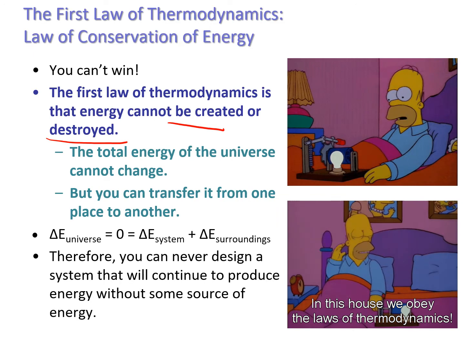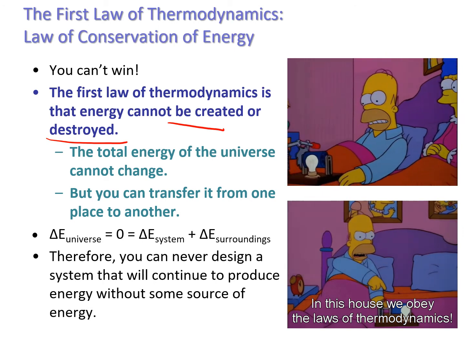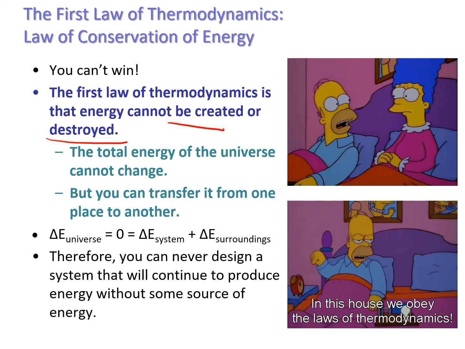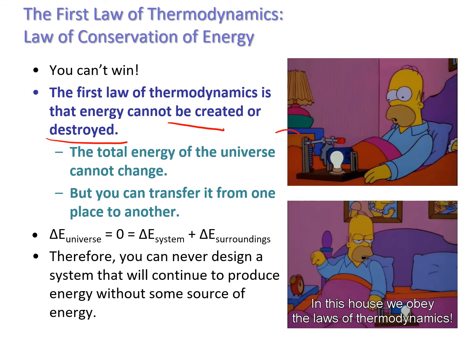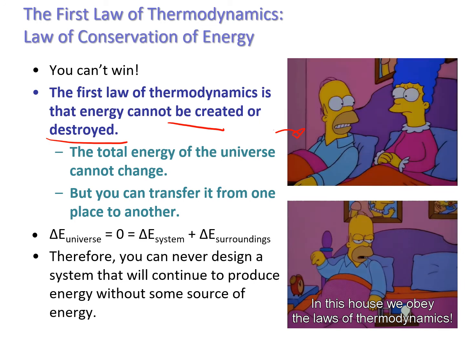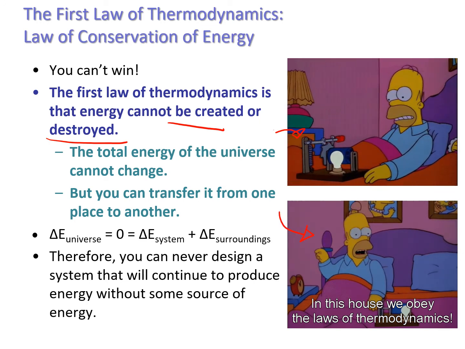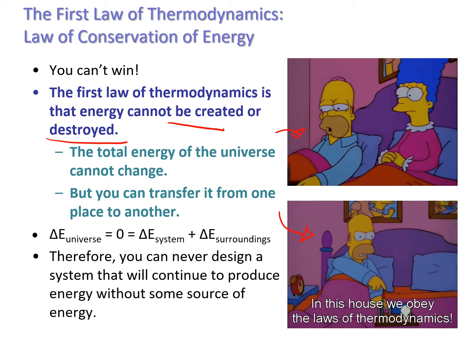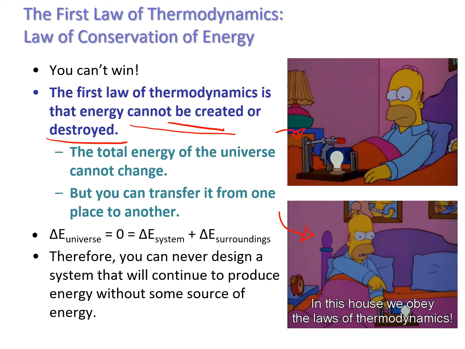As an example, I have here some GIFs from The Simpsons, from an episode where Lisa, I think it's Lisa, creates this little machine. Basically it's a perpetual motion machine that keeps on generating energy without you having to put in any energy at all, which actually makes no sense. That's why Homer says we obey the laws of thermodynamics, because this is not possible based off of the laws of thermodynamics, especially because of the first law. We can't create it or destroy it.